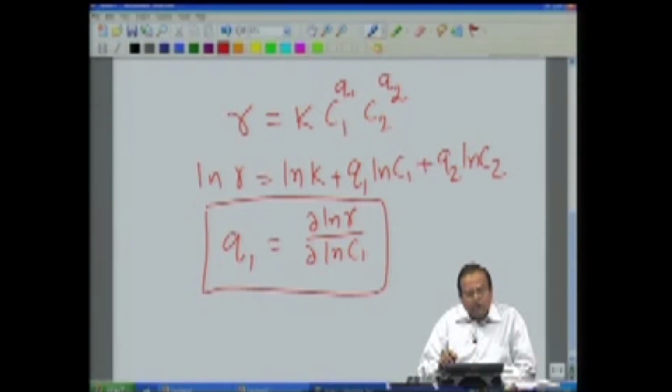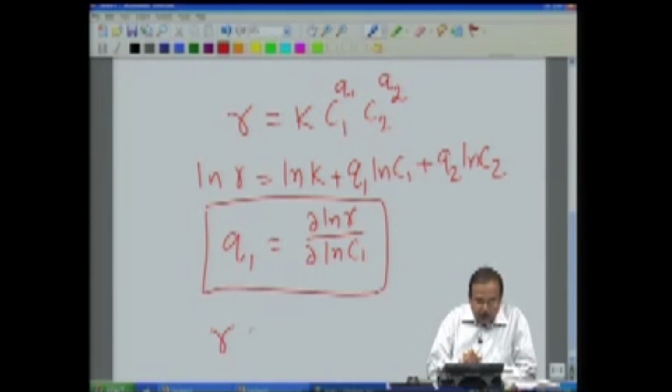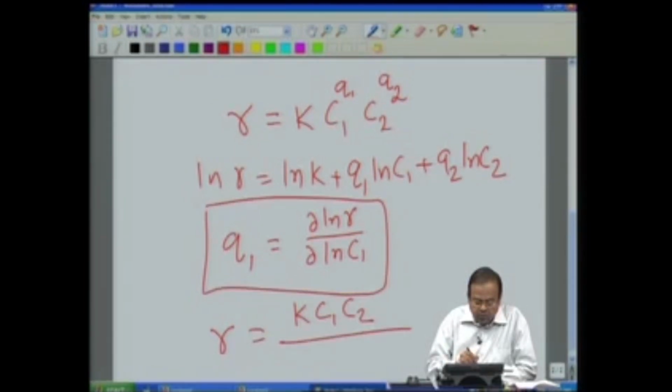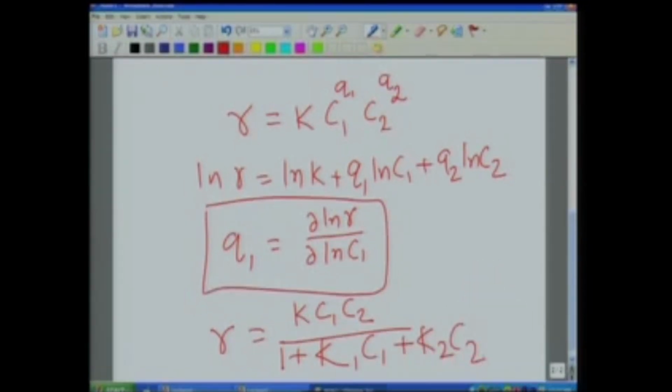Now, there are quite often situations where my rate is actually not power law kinetics, but something which looks of this type. That is, when I have some complicated function k C1 C2 divided by 1 plus K1 C1 plus K2 C2 and so on.